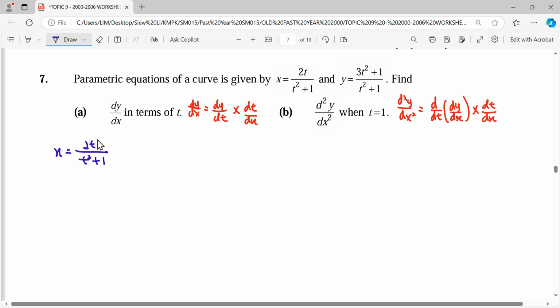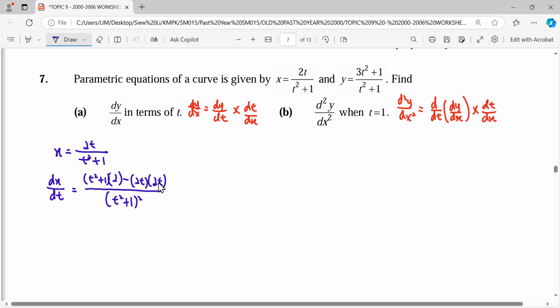As we can see, there is t at the numerator and t at the denominator when we differentiate x with respect to t. So x in terms of t, when you differentiate, will be dx/dt. This will use the quotient rule because you have t at numerator and t at denominator. The quotient rule says copy the down one, differentiate the up one, minus copy the up one, differentiate the down one, and then denominator squared.